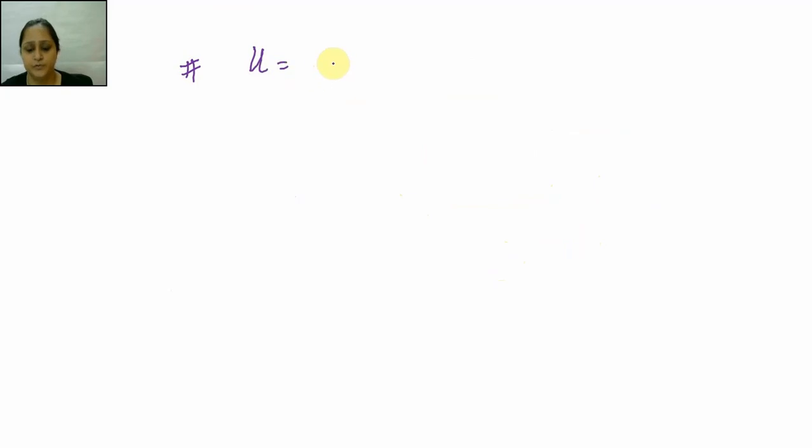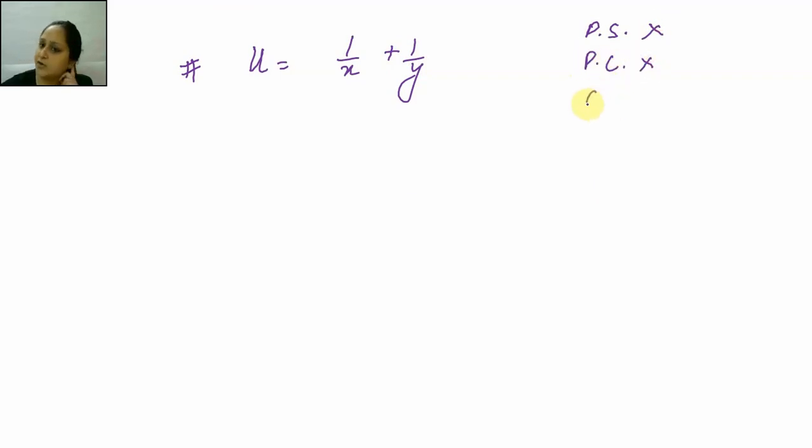U is equal to 1 by x plus 1 by y. Check. Perfect substitute? No. Perfect complement? Is it a min function? No. Cobb-Douglas? No. Quasi-linear? No. So what is this? It's a random function. If it's a random function, what do we do? The first thing I do is figure out whether it's a good and a good, good and a bad, or bad and a bad combination. So for that, what will we do?